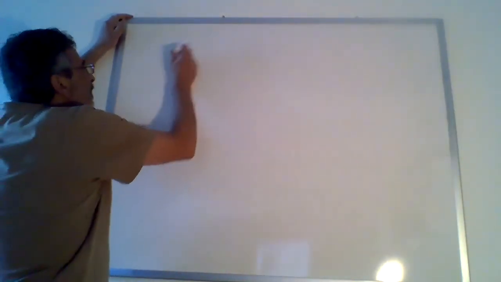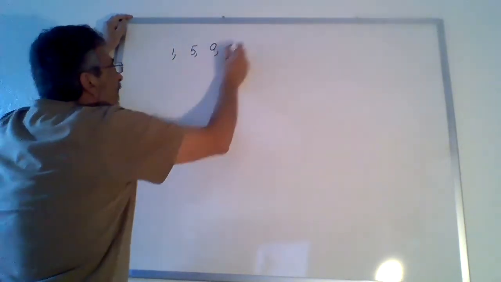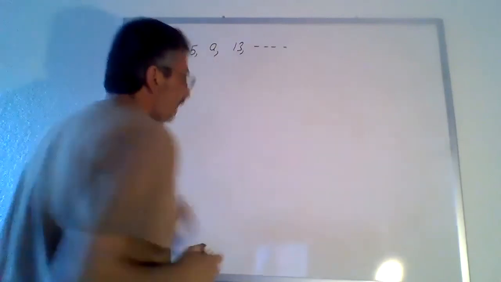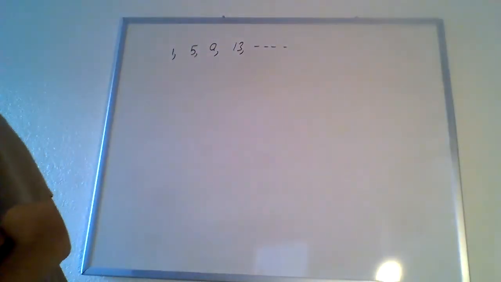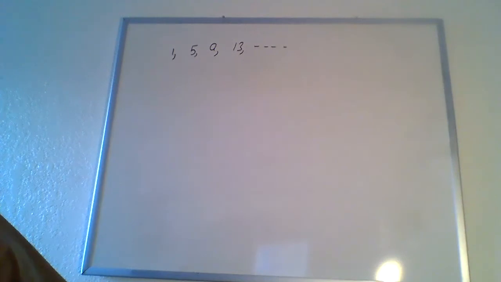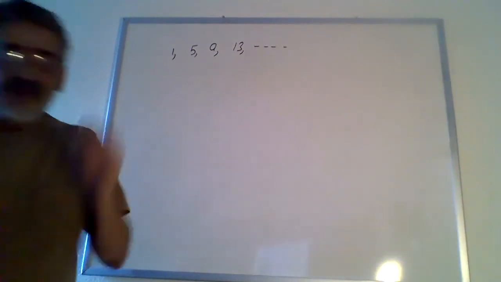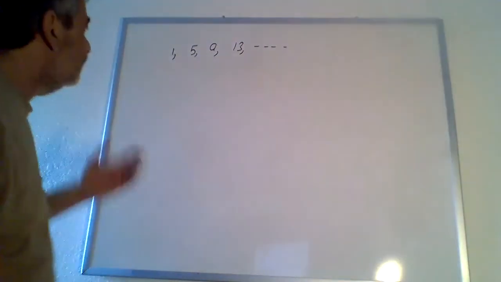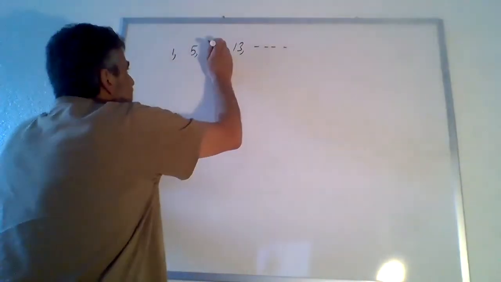Let's take one from the book itself. It says to write an expression for the following sequence. I'm going to take an easy one first: 1, 5, 9, 13, and so on. So we're trying to figure out the nth term of each particular sequence.